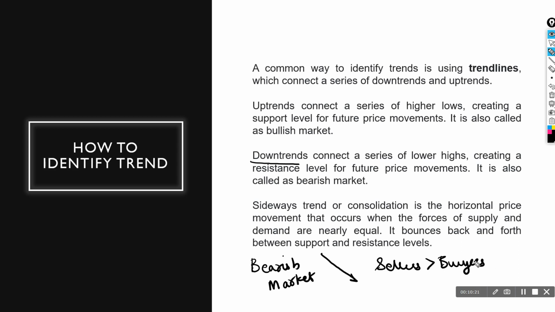Okay, when you have more people selling and fewer people buying, that is called a bearish market, and then the price eventually falls. So this is also called a bearish market, as I've said. Now let's understand what a resistance level is.